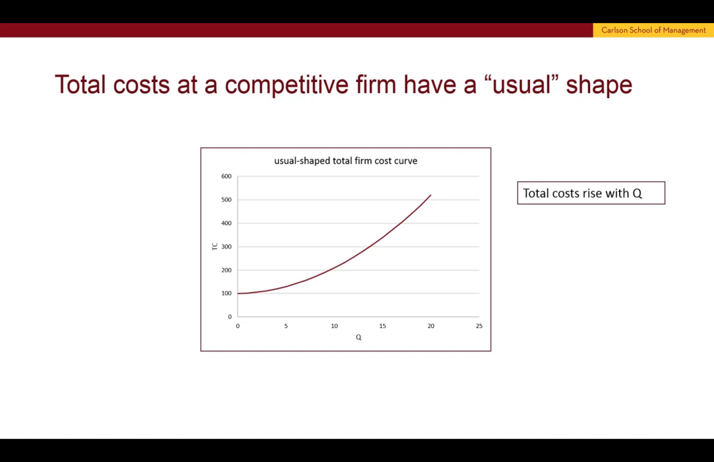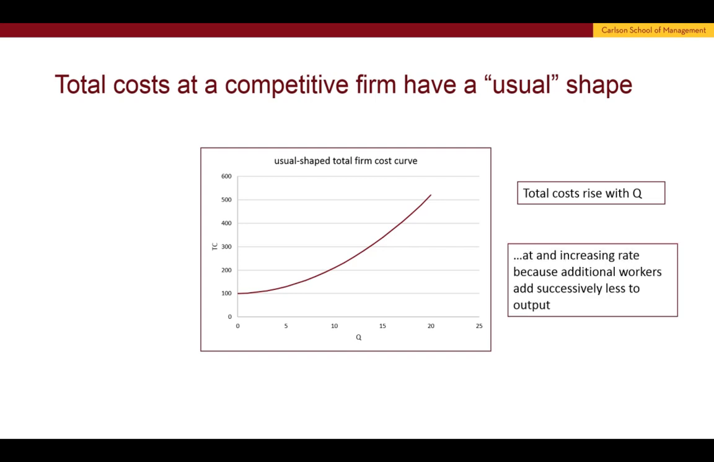Well, let's talk a little bit about this. First of all, very sensibly, total costs rise with Q. It costs more to make 15 units of output than to make 10 units of output. No surprise there. But secondly, the way we've drawn it, total costs rise at an increasing rate. You notice how the slope of this total cost curve starts out shallow and becomes steeper.